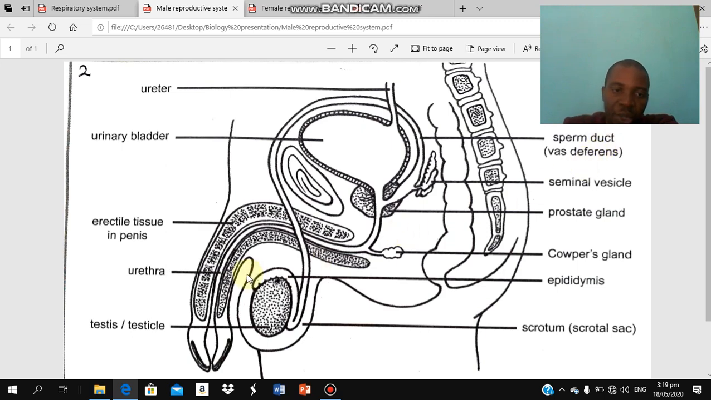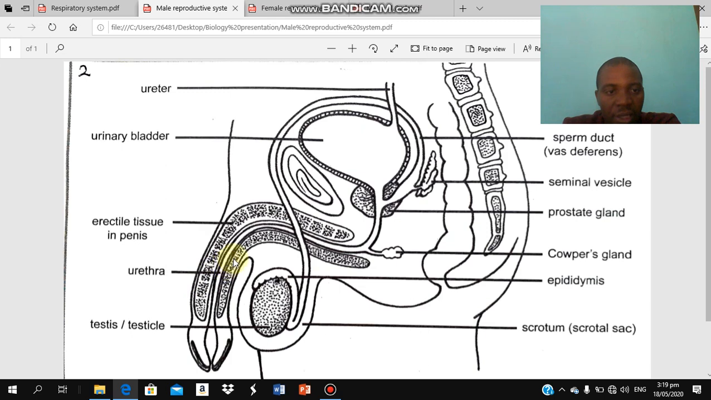The urethra has two functions. It has one function which it plays during the urinary system, and another which it plays during the reproductive system. Which function does it play during the reproductive system? The urethra releases semen out of the body. What does it do during the urinary system? It releases urine out of the body.